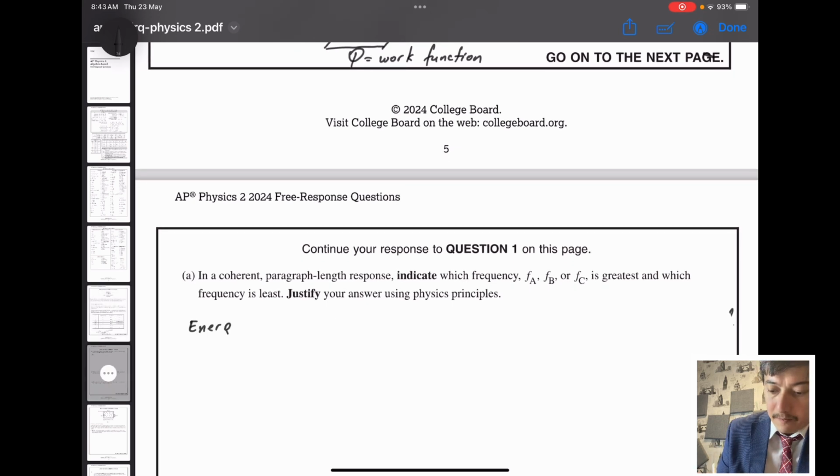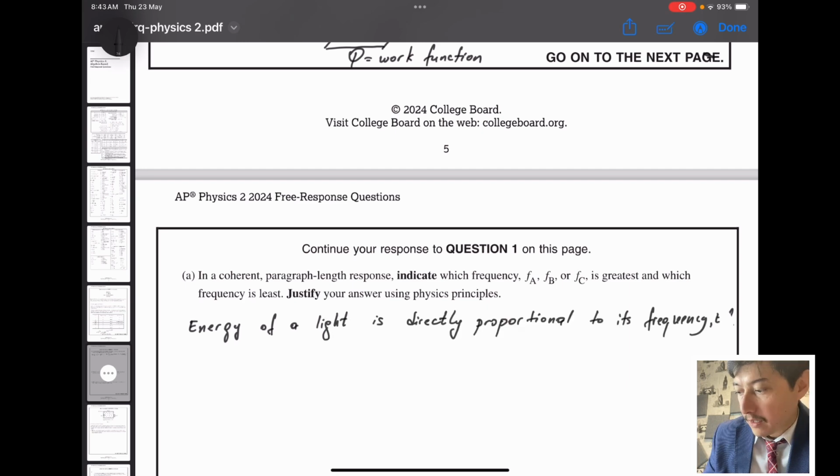Energy of a light is directly proportional to the frequency. We can add the equation here. Energy is equal to Planck's constant times frequency. All right.